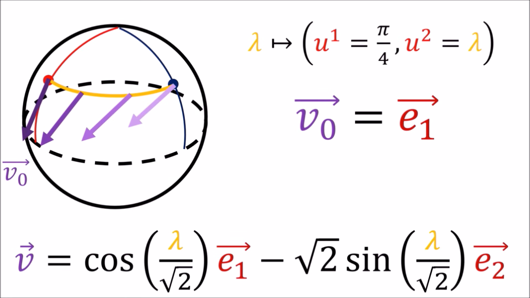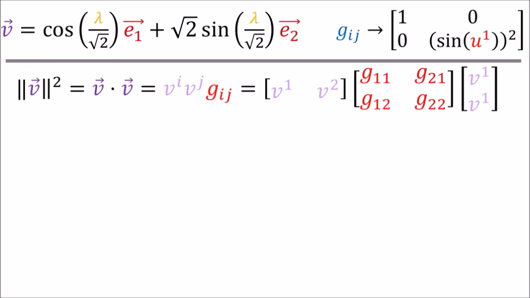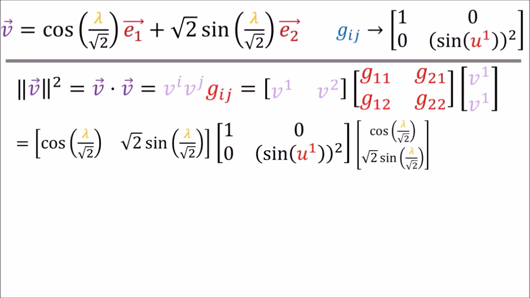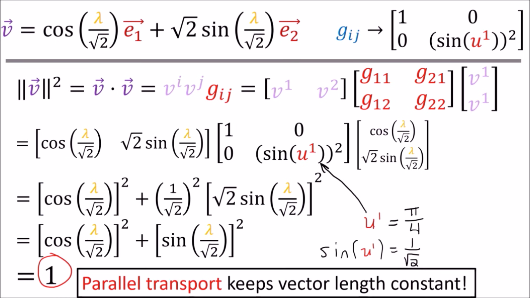So this video has been going on for a long time, but I did want to mention that parallel transport keeps the vector's length the same. So if you look at this vector field and the sphere's metric tensor, and remember the formula for the length of a vector, if you churn through the math, you'll find that every vector in this vector field has length 1. And remember, this is for a line of latitude where u1 is equal to pi over 4. So parallel transport preserves the vector's length.